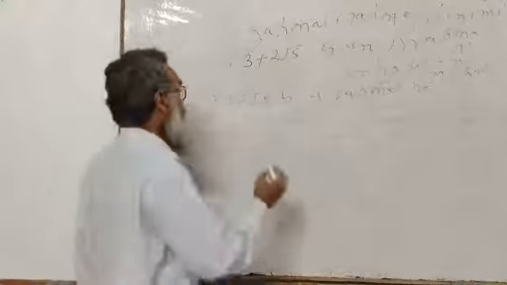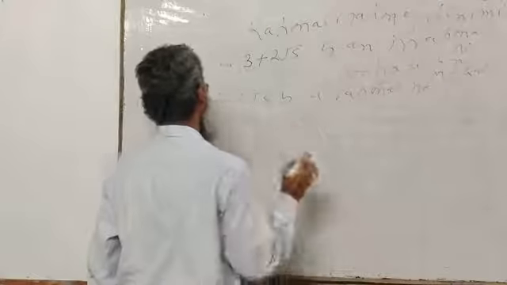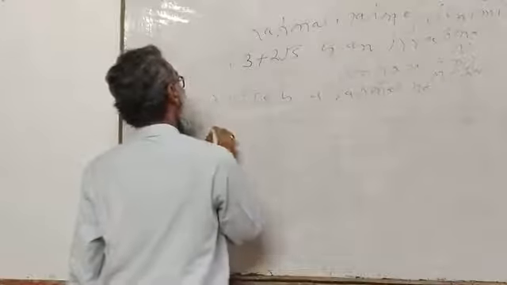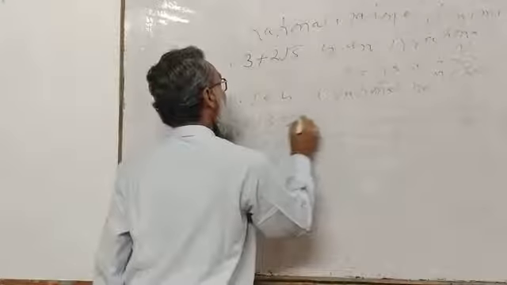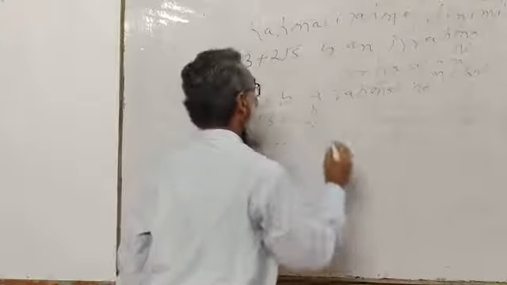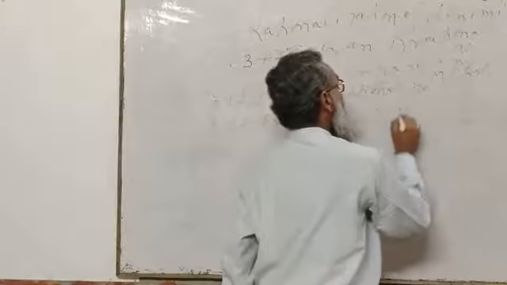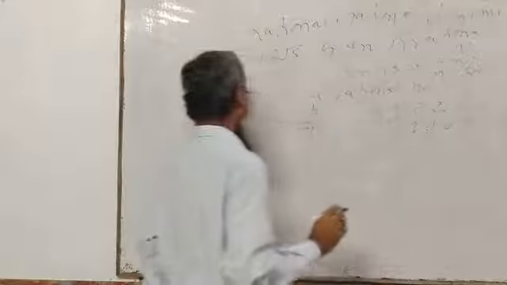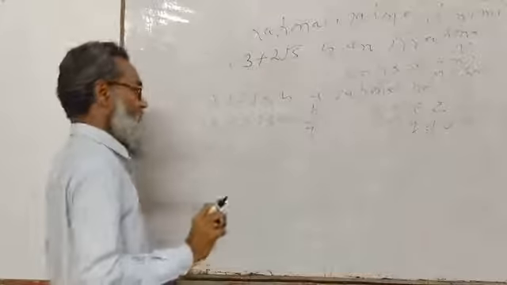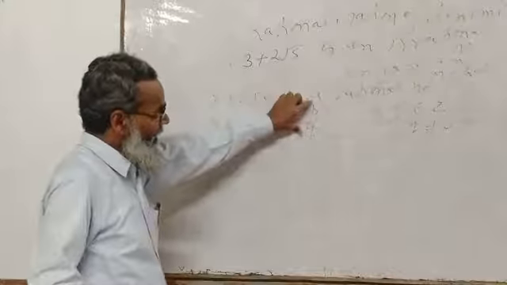So it is a rational number. Suppose 3 plus 2 root 5 can be written in the form p by q, where p and q are integers and q cannot be 0. One thing more, p and q are in lowest form, that is, HCF of p and q is 1.